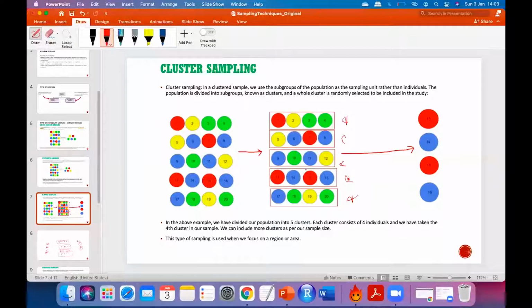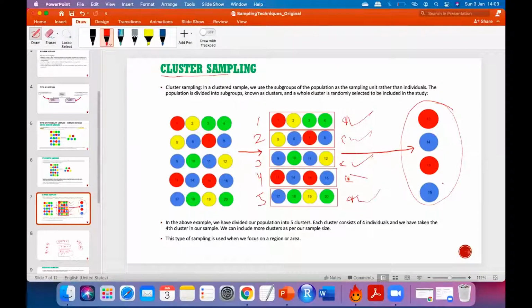Now what you are doing is, first of all, we have divided my population into clusters, and that is the reason it is called cluster sampling. And out of all the clusters, I'll randomly select one cluster. So how many clusters do I have? 5. I will randomly select, so my cluster can be the second, third, fourth, fifth, or first. In this case, let's say by chance it came as the fourth cluster. So it will contain all the elements in the fourth cluster.